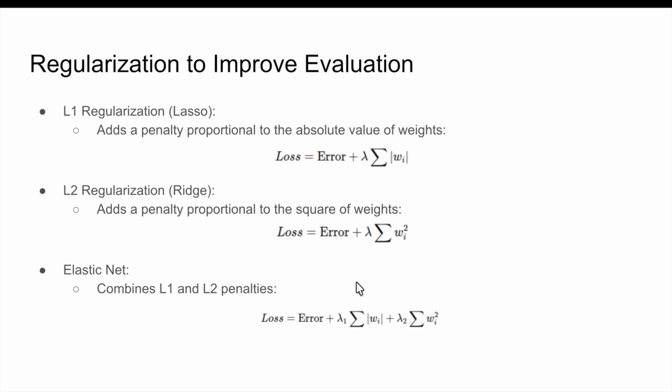Okay. So the loss is our error plus lambda times W of i. Lambda is the regularization strength, and W of i in case of L1, and Wi square in case of L2, and addition of both for elastic net. So with that we come to the end of this lecture.